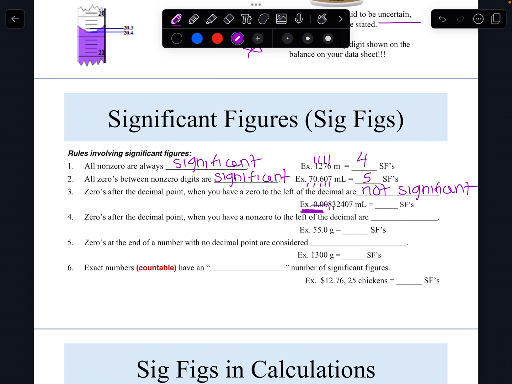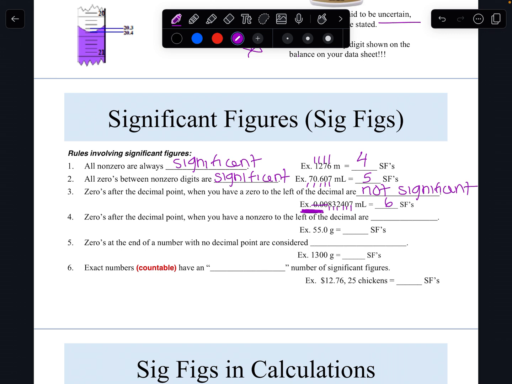So therefore, 1, 2, 3, 4, 5, 6. Why is this 0 significant in the middle? It's because it's flanked on either side, which is described to you in rule number 2. So the only significant digits here are the 8, 3, 2, 4, 0, 7.